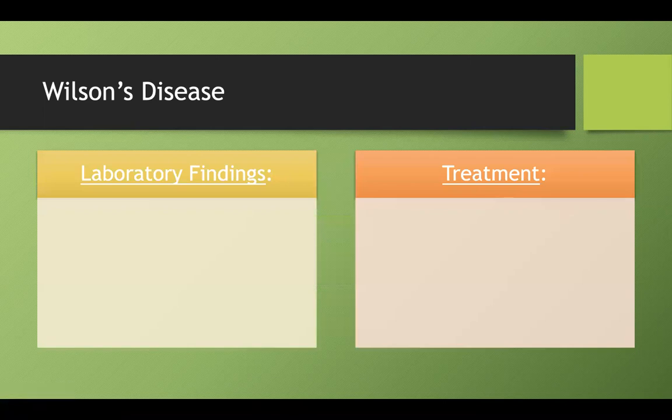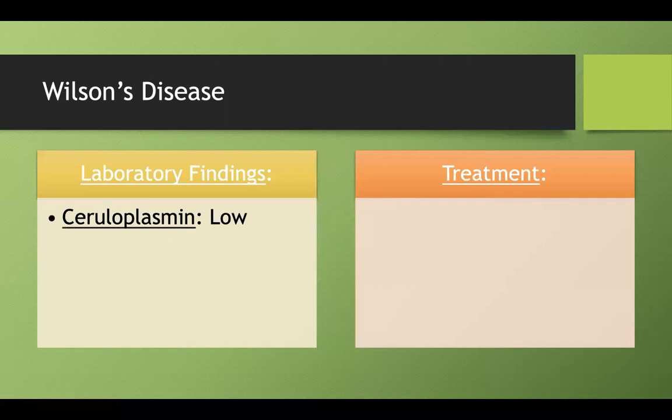So when we talk about the laboratory findings for Wilson's disease, it can be tempting to simply measure the serum copper levels. And that's kind of what we did in hemochromatosis. We measured the serum iron levels and they were elevated. And that was one of the markers we were able to use. Well, I'm going to go over why that doesn't always work.